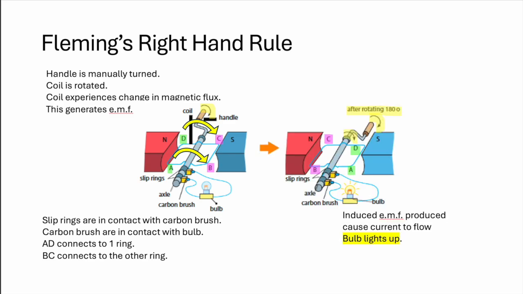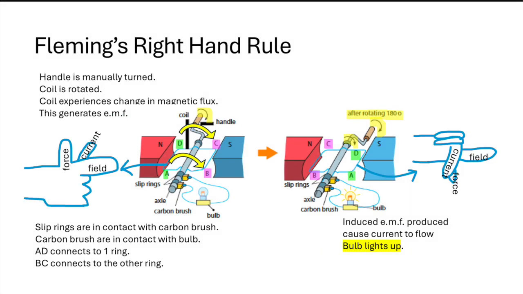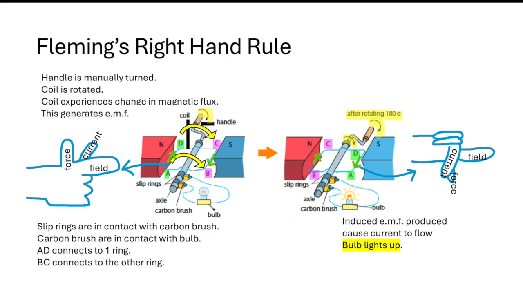Due to the rotation, current flows through the rectangular coil. In this diagram, using your right-hand rule, you can see that because AD is moving upwards and north to south points here, the current flows from A to D. And because BC is going downwards and north-south points this way, the current flows from C to B.